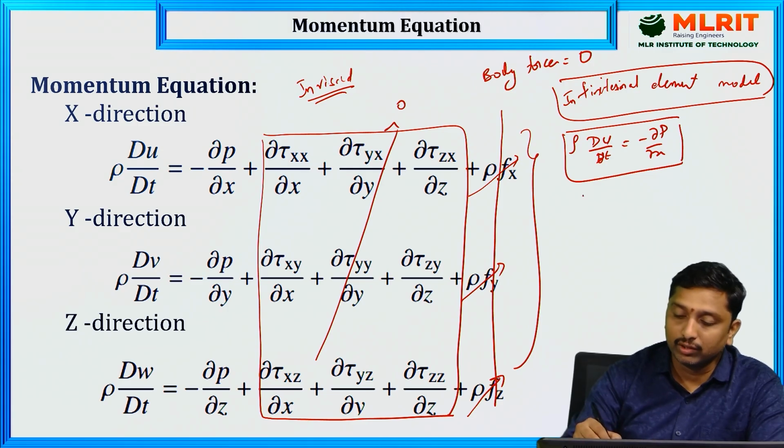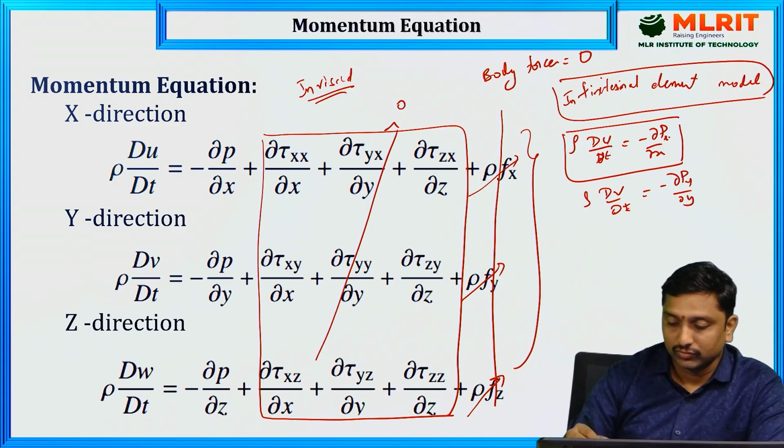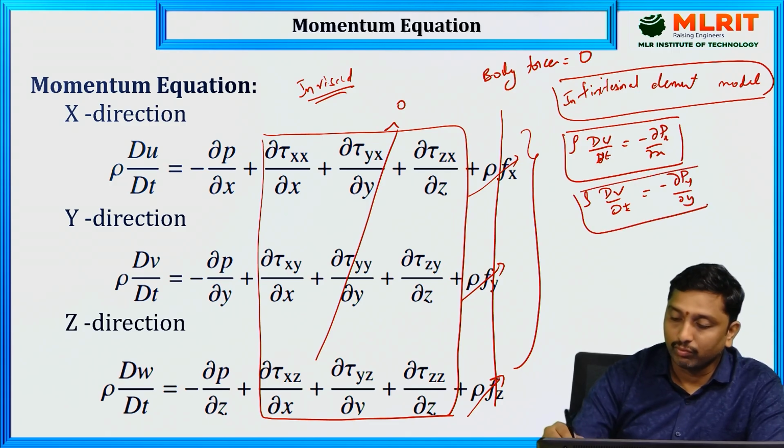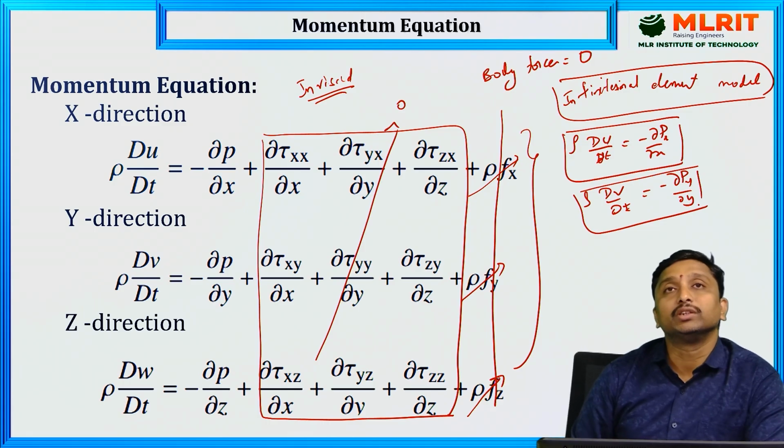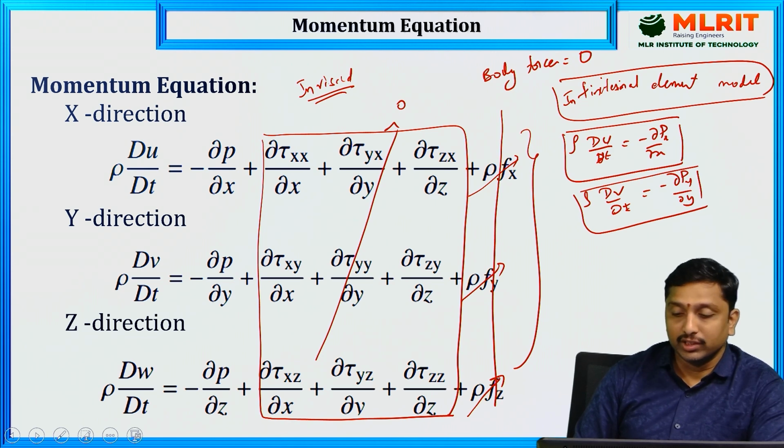Similarly, you can write rho dv by dt is equal to minus dou p by dou y for y direction, and similarly for z direction. So these are called the reduced forms of the momentum equation for inviscid flow with no body forces.